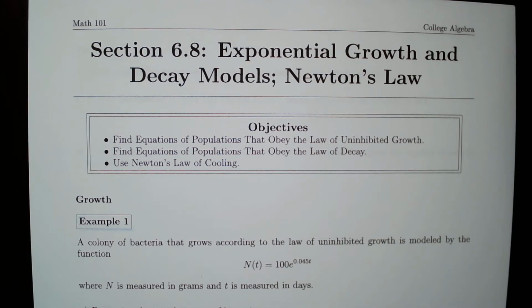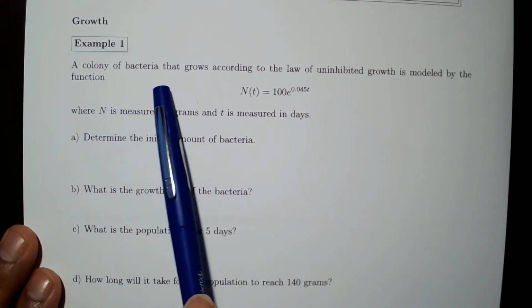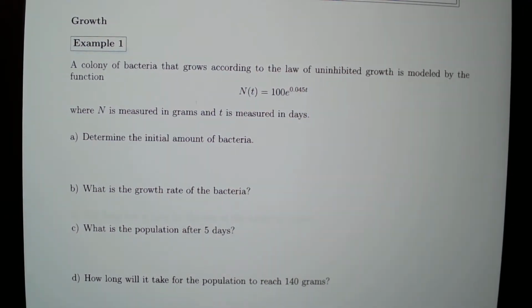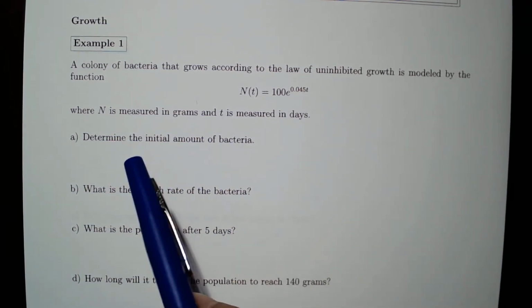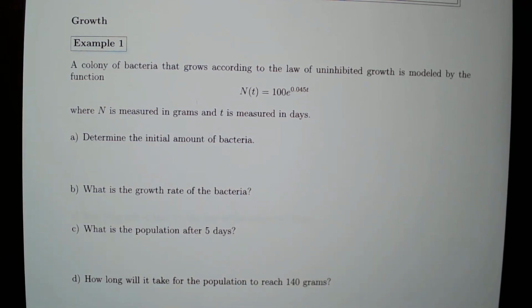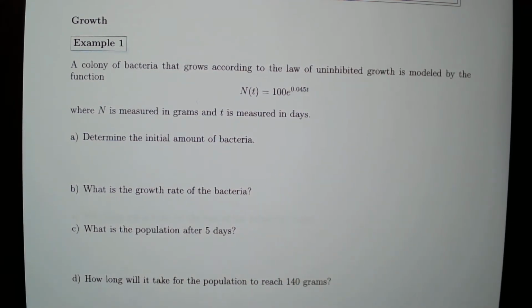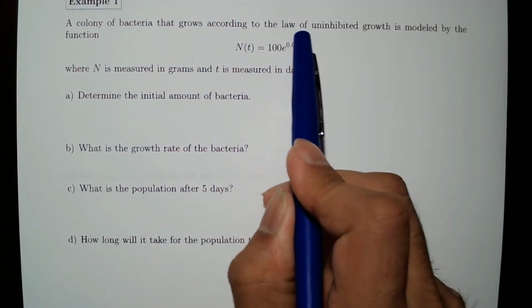So the first model that we are going to discuss is one example dealing with exponential growth. We have a situation in which a colony of bacteria that grows according to the law of uninhibited growth is modeled by the function N of t equals 100 e to the 0.045t, where N is measured in grams and t is measured in days. That is, this function is a function of amount N that depends on time t. So we're going to answer a few questions about the situation using this function.